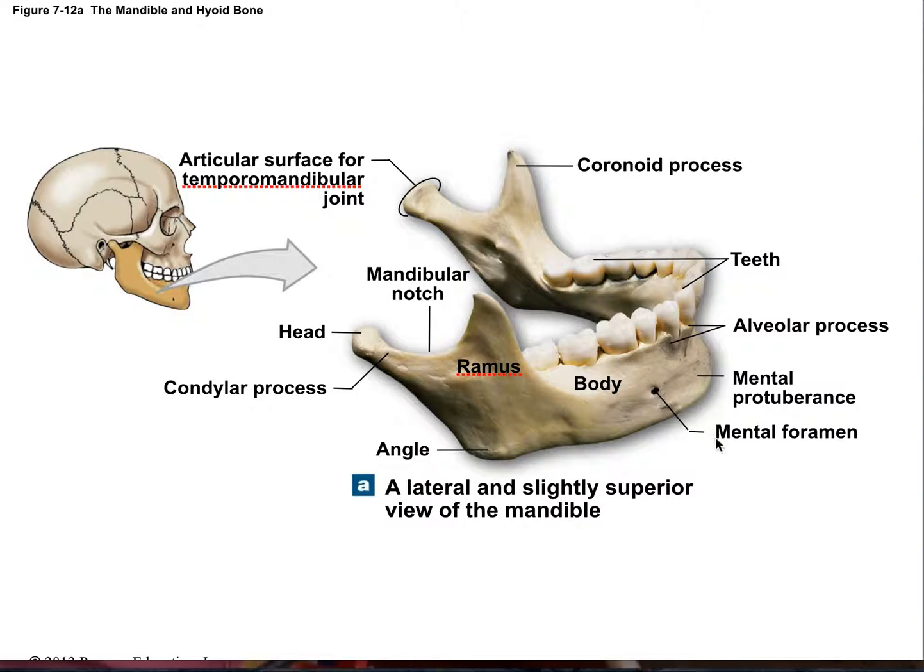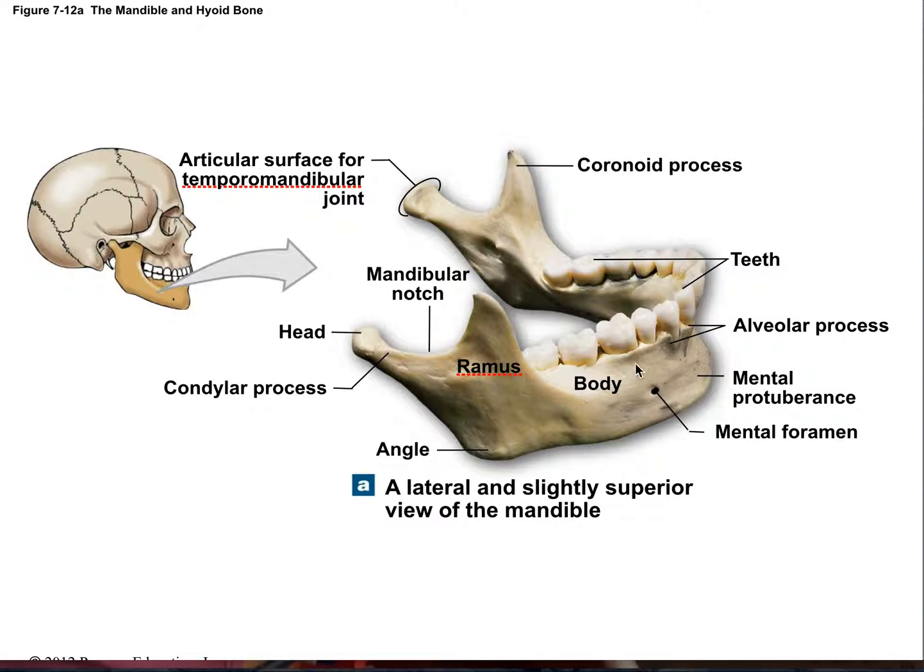This is a hole in the chin, so we call it mental foramen. This is the hole in the mandible, so this guy here, hidden on the underside, is called the mandibular foramen. So not too bad on the landmarks. We just have a knuckle, a pointy process, a ram's horns, a hole in the jaw, mandibular foramen, a hole in the chin, mental foramen.